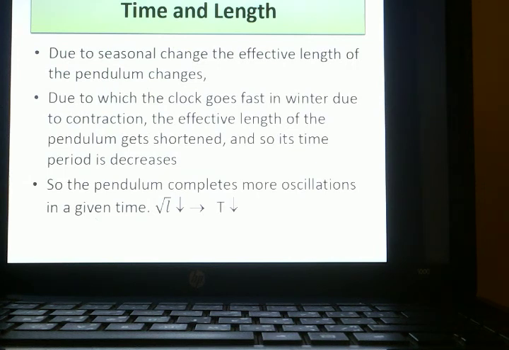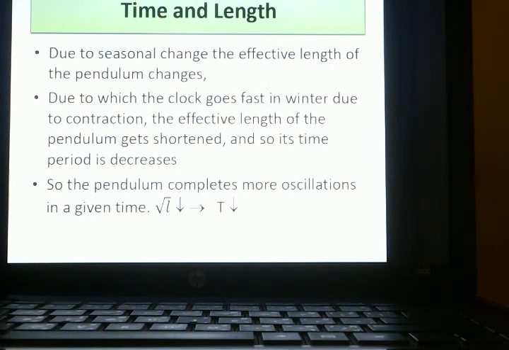Next one. There is something about the relation of time period and length which we have already studied: time period is directly proportional to root L. But there is also a seasonal change in the time period of the simple pendulum. What does seasonal change mean? You might know that during summer the length of the string will expand, and during winter it will contract. Due to this, the clock goes faster. The clock will start ticking faster.